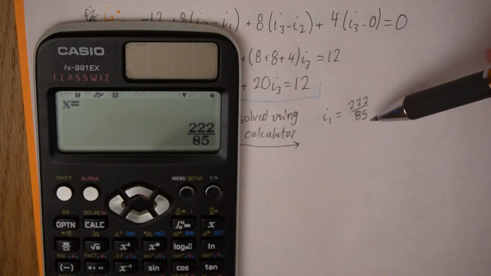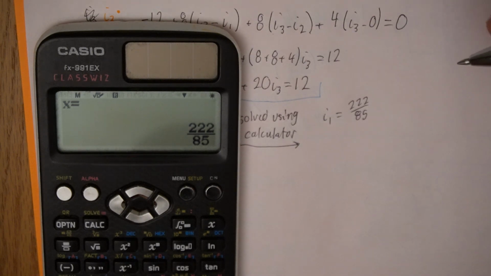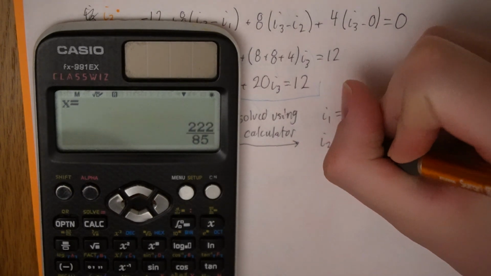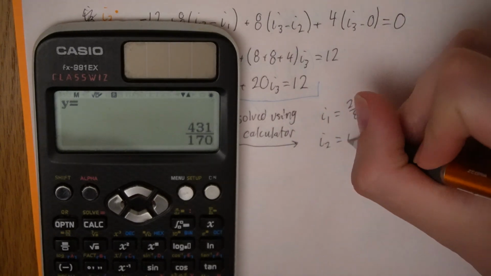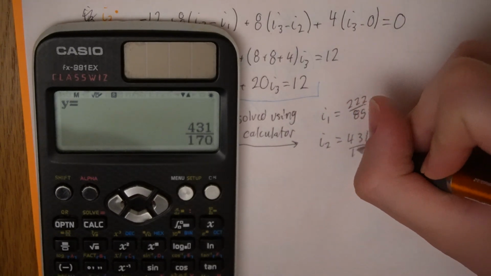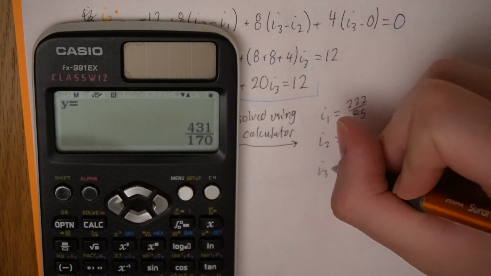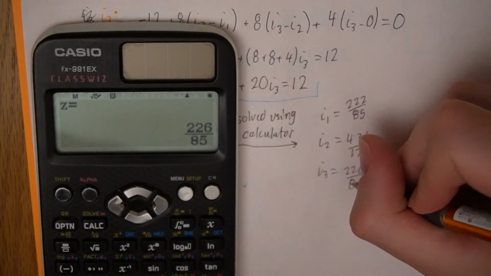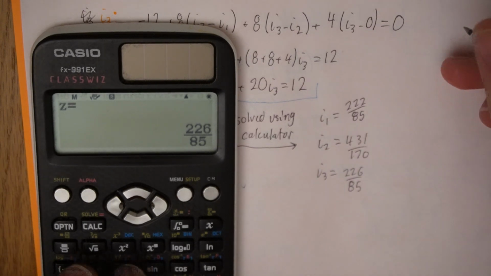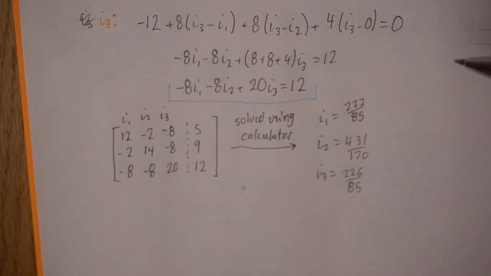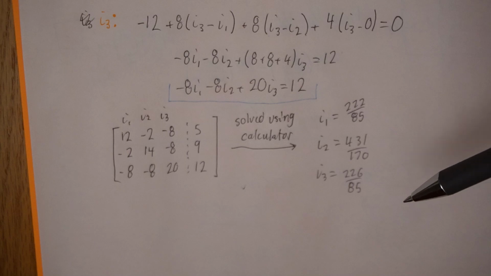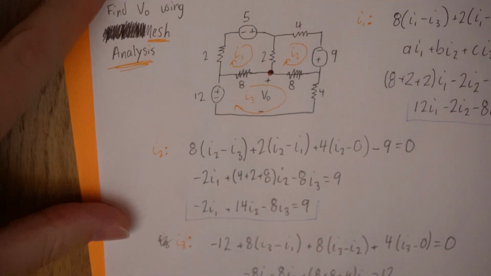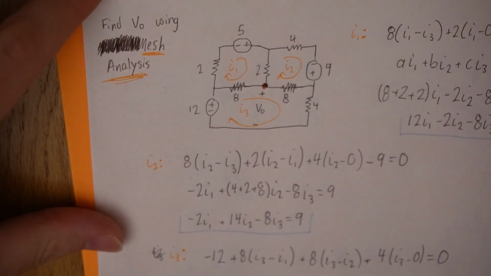I prefer to keep my answers in fractions so I don't get rounding errors. I2 is equal to 431 over 170. I3 is equal to 226 over 85. So this is nice and all, but I found my mesh currents, but for my problem, I actually want VO.